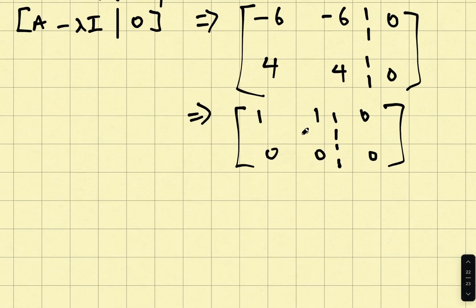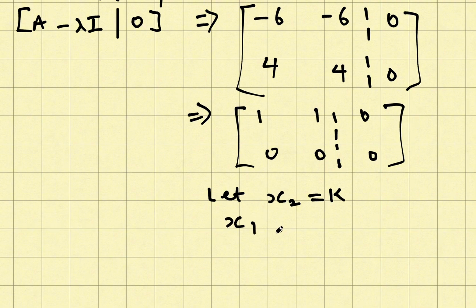Now, in this place, we have one free variable and one pivot element. So we can say that if this corresponds to x1 and this corresponds to x2, let x2 equal k. According to the first equation, that implies that x1 plus k equals 0, and that implies that x1 equals negative k.